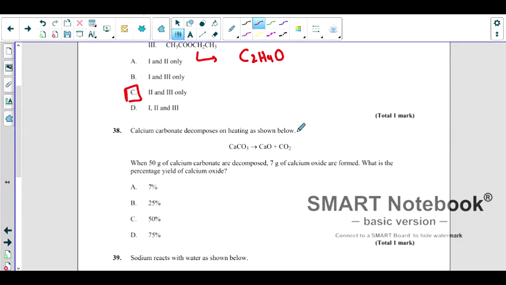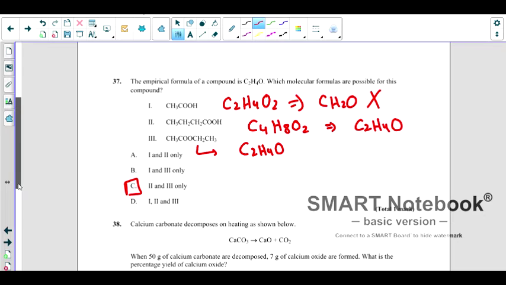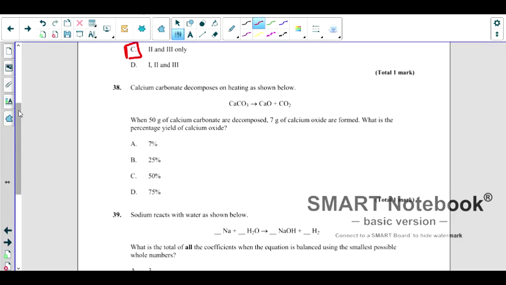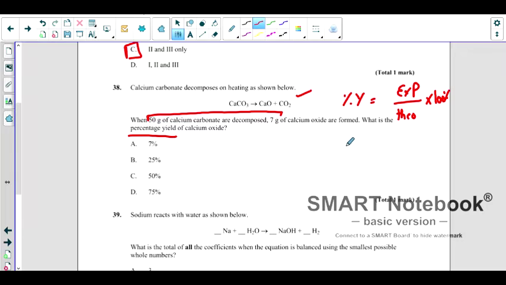Calcium carbonate decomposes on heating. We are given a very good question here. We have this equation. He says that when 50 gram of calcium carbonate is decomposed, 7 gram of calcium oxide is formed. What is the percentage yield of calcium oxide? You want to find the percentage yield. Percentage yield is experimental over theoretical yield times 100%. The value which is given to you is basically your experimental yield. He said that when he decomposed 50 gram, he got 7 gram. So we want to find the percentage yield.